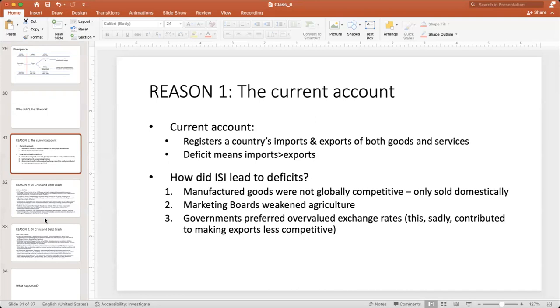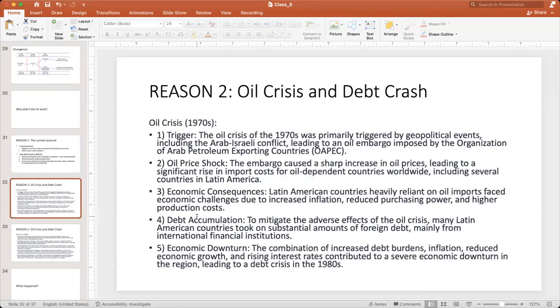And the third argument is that the government preferred overvalued exchange rates. And this is very sad because that contributed to making exports less competitive, as we explained in the last class. So this is one of the reasons. The second reason is the oil crisis and the debt crash. What is the oil crisis?